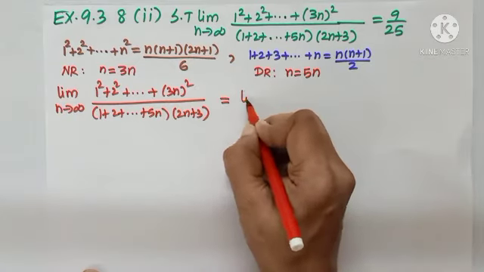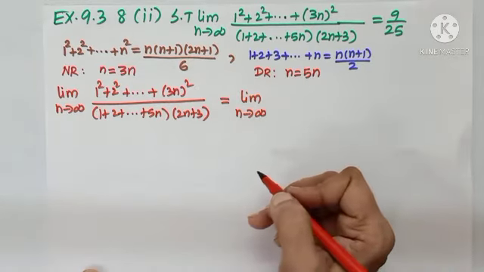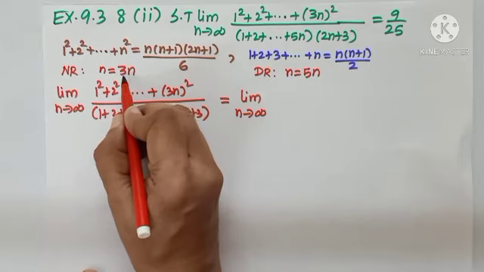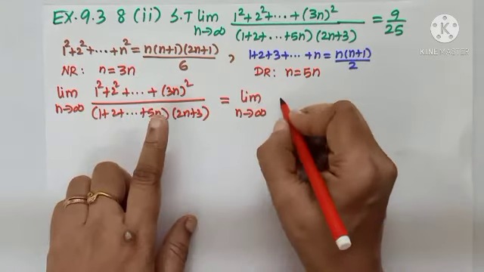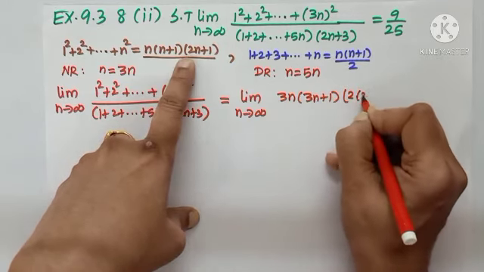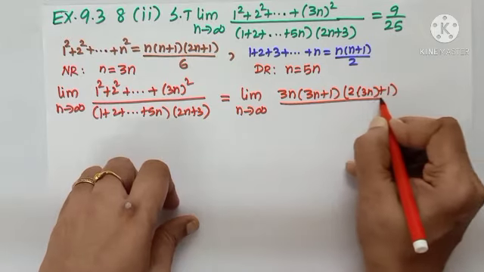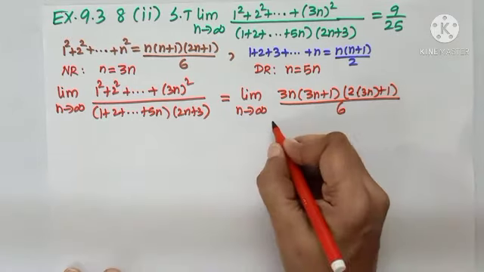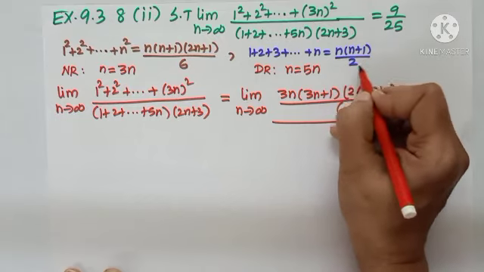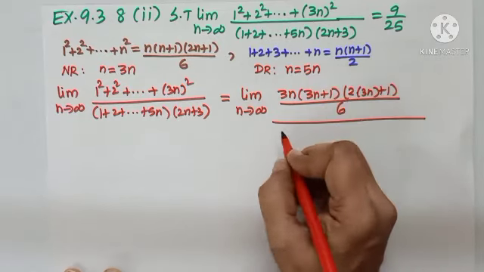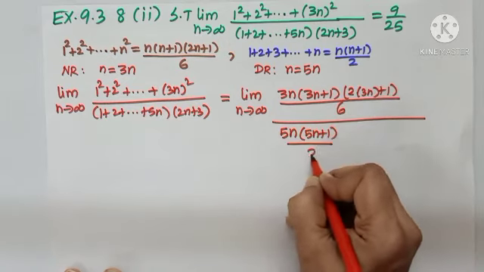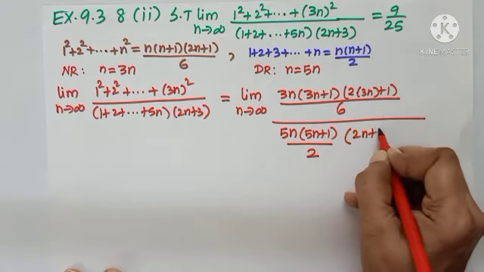As I simplify, it is limit n tends to infinity. For the squares, this is the formula, but wherever n comes, I must put 3n. So this will be 3n(3n + 1)(2 into 3n + 1), the whole thing divided by 6. Denominator, 1 + 2 up to 5n. We'll apply this formula, but wherever n comes, 5n. So it is 5n(5n + 1) divided by 2, into (2n + 3).